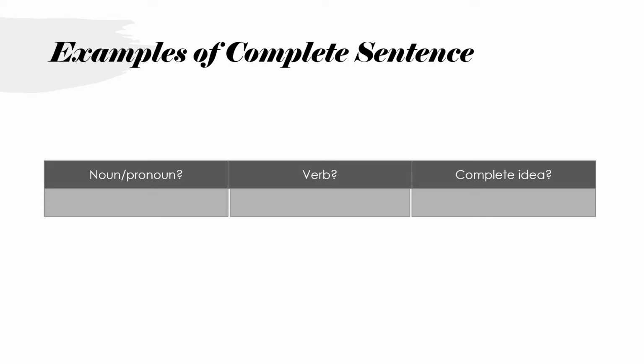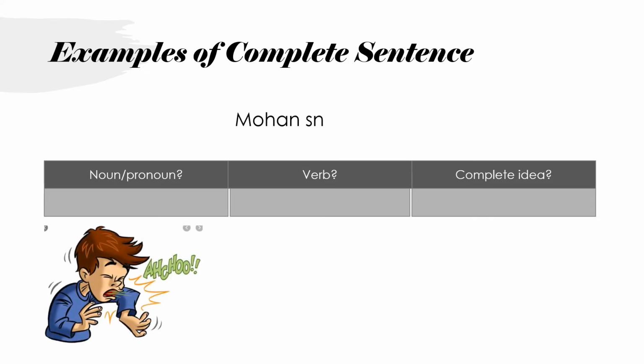Let us look at another example. Mohan sneezed. Is this a complete sentence? Let us check. Does this have a noun or a pronoun? Yes, it has. Mohan is a noun. Does this have a verb? Yes, it has. Sneezed is a verb. It is the past tense of sneeze.